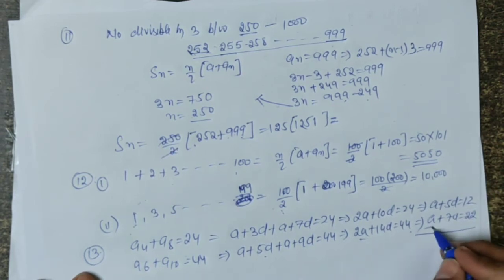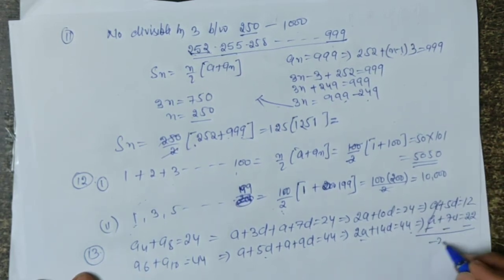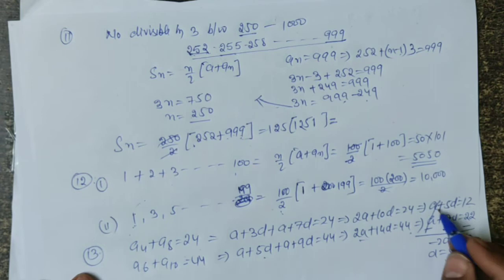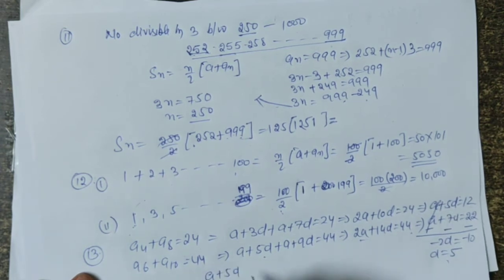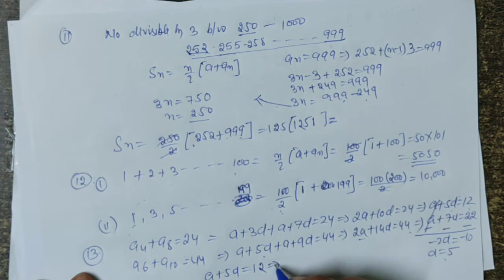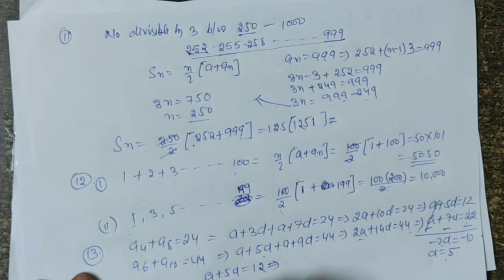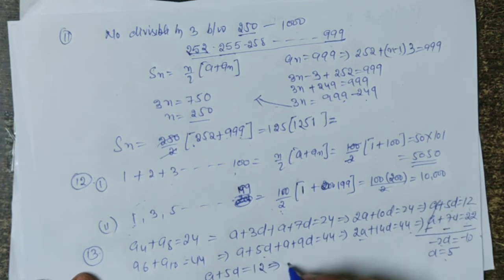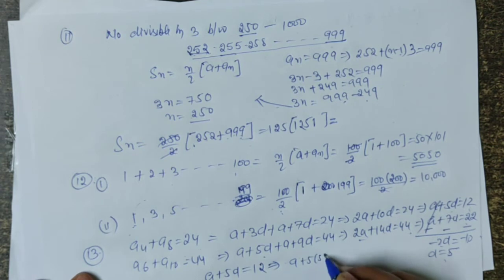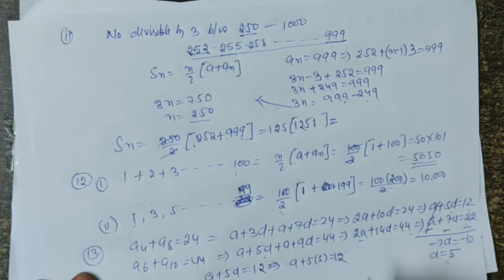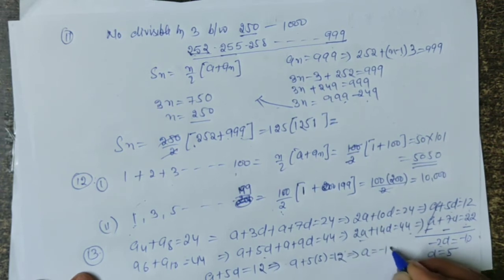Now solve these two. Subtracting, minus 2d equals minus 10. d is 5. Okay. If d is 5, a plus 5 into d equals 12. So then, what will be a? a plus 5 into 5 equals 12. Simply, a equals minus 13.